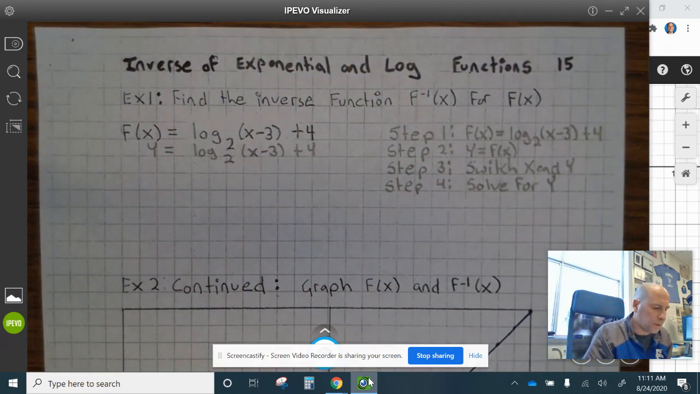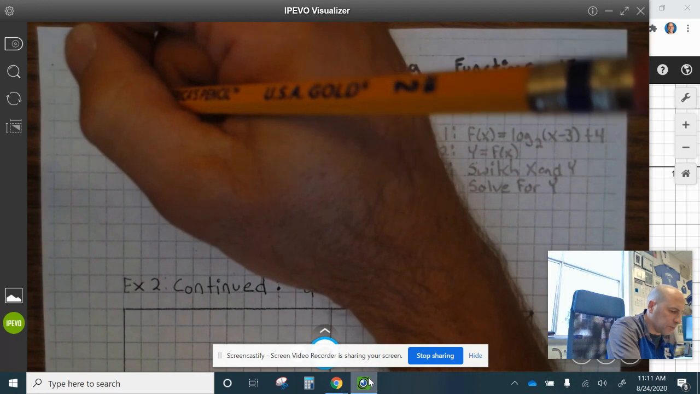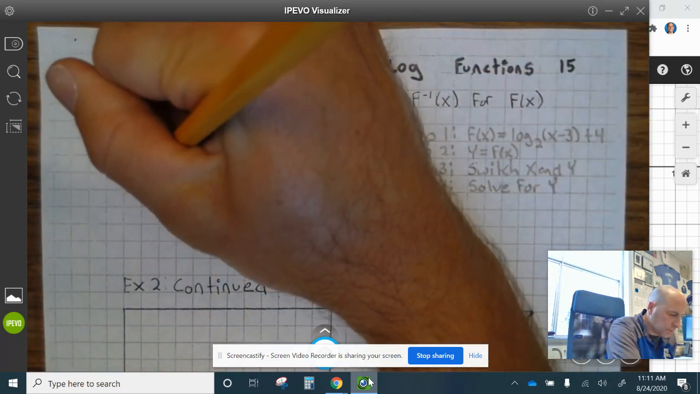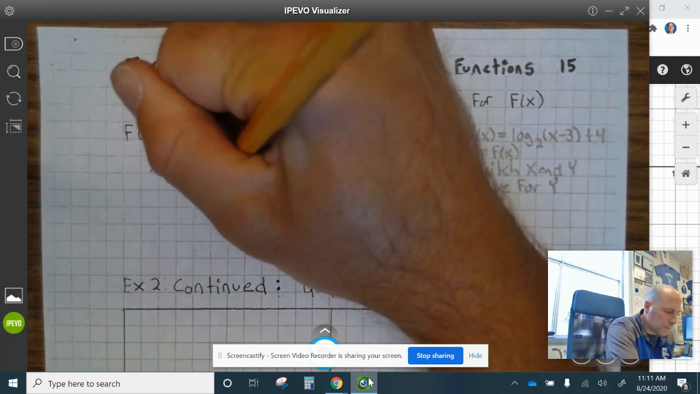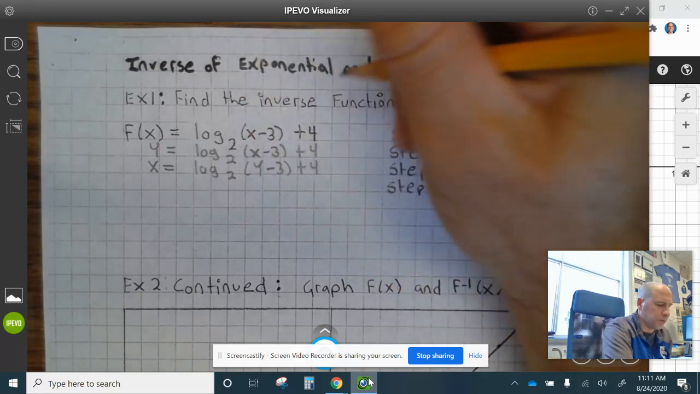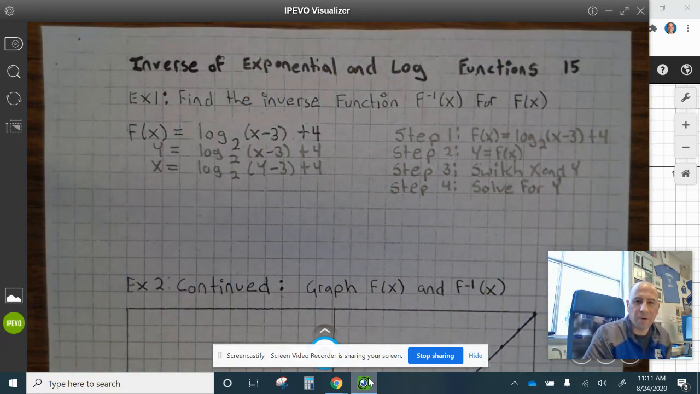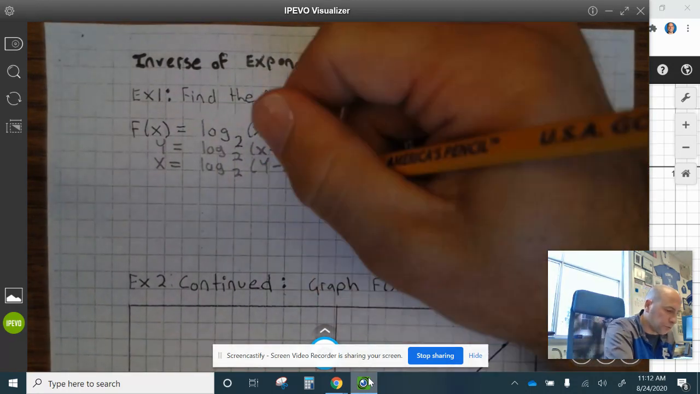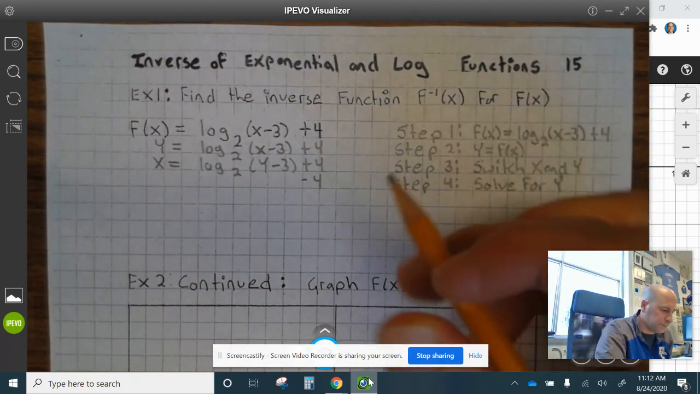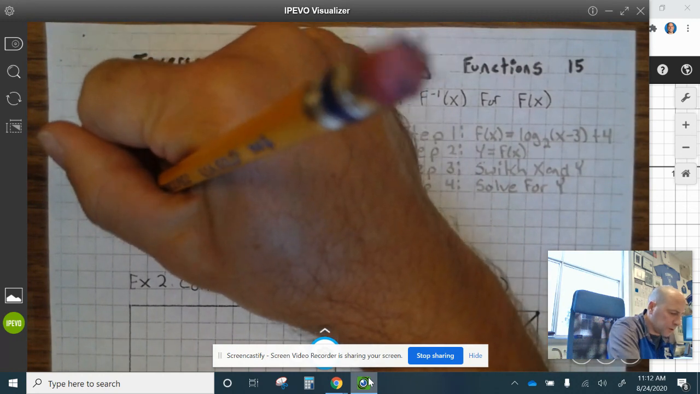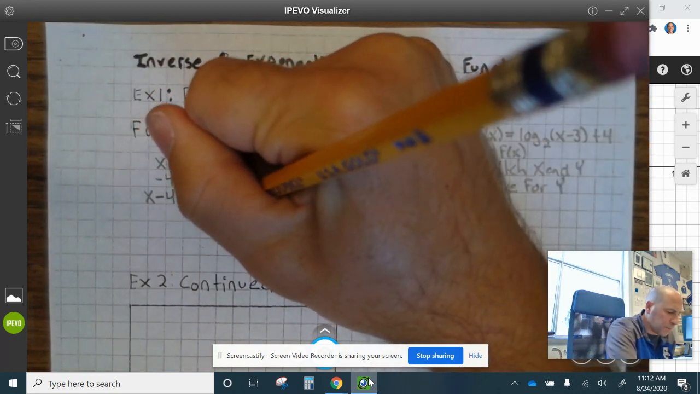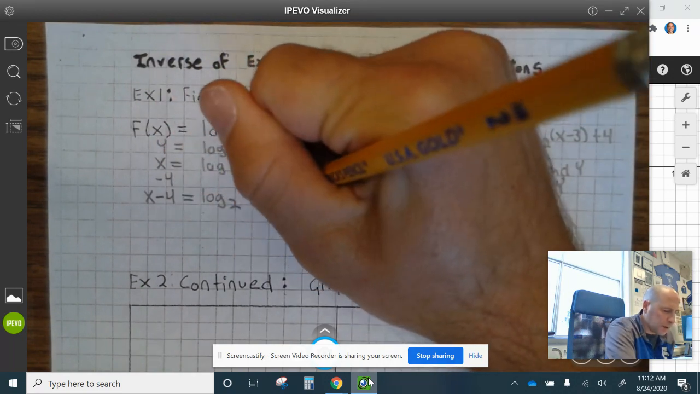Okay. Next step is switch x and y. So x equals log base 2 of y minus 3 plus 4. Okay. Now we're going to subtract 4 from both sides because our last step is to solve for y. So then you have x minus 4 equals log base 2 of y minus 3.